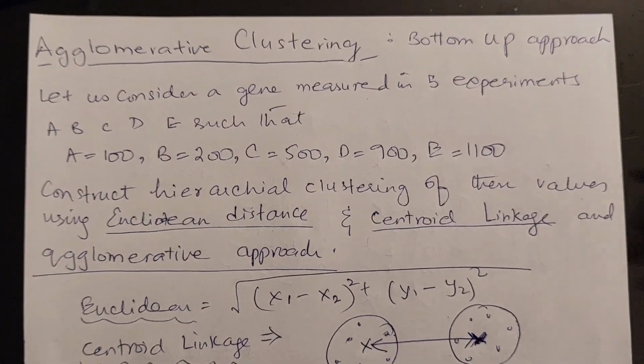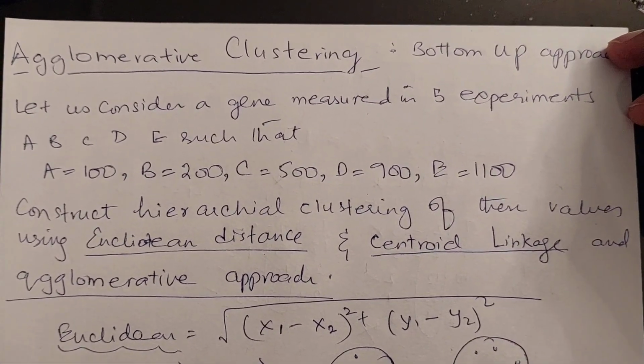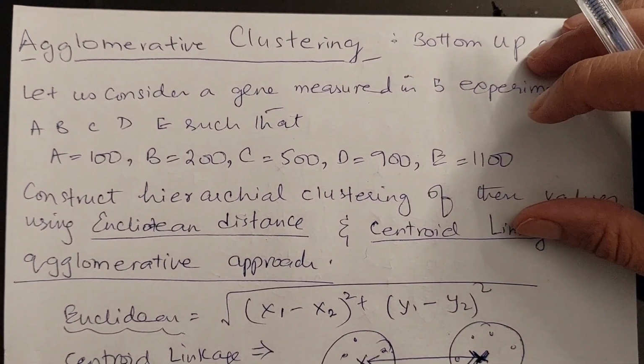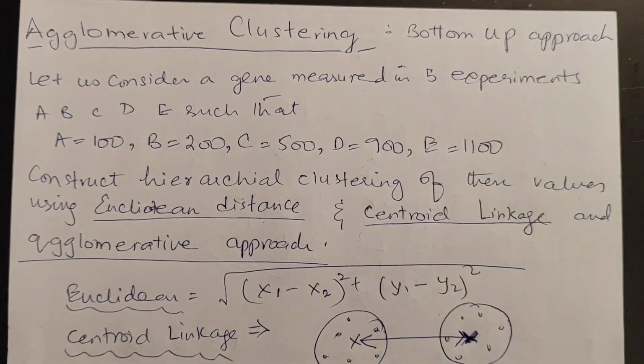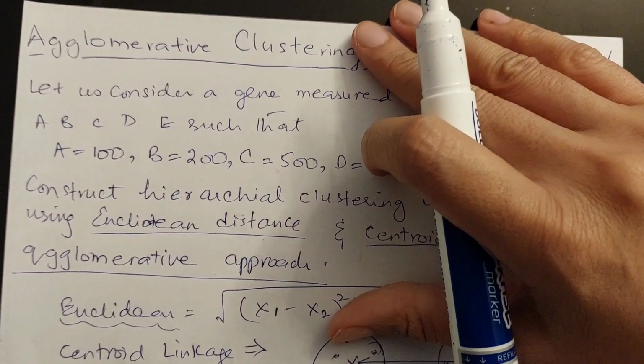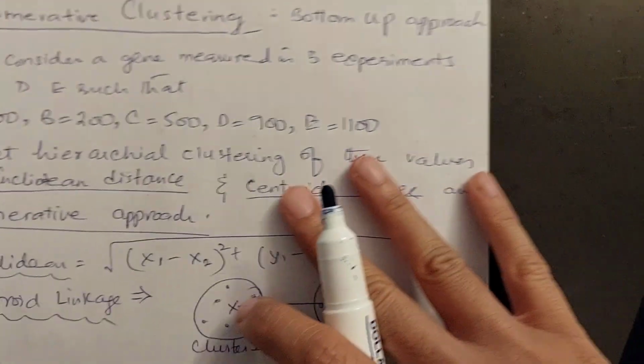Agglomerative clustering is basically a bottom-up approach in which we start making small clusters and one by one we go upwards by combining all of them. There are basically two types of clustering methods. One is the divisive and one is the agglomerative.